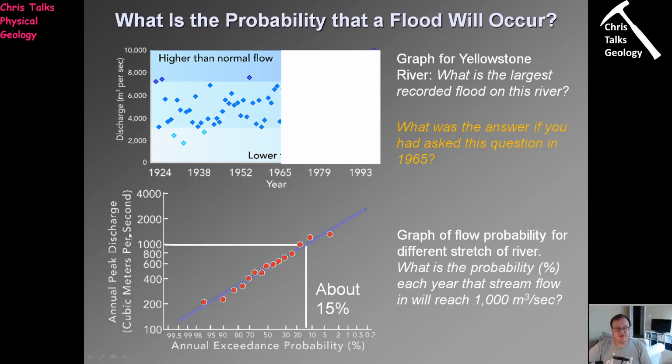So if your river goes over the top of its banks at 1,000 cubic meters per second, so if floods occur above this number, then the insurance company is going to go, there's a 1 in 10 chance your house is going to flood every year. I don't like those odds, and they're not going to insure you.